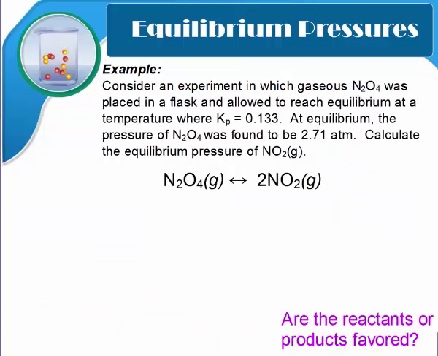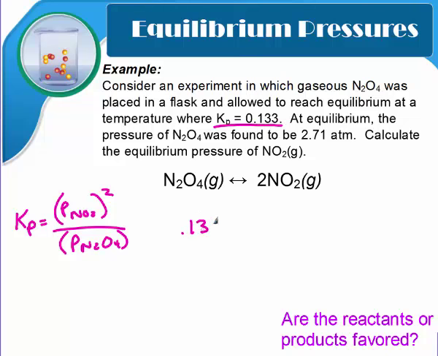Go ahead and pause the video and try this one on your own. Restart when you have an answer. First, we write our equilibrium expression. Then they gave us Kp. And they gave us the pressure of N2O4, which goes on the bottom. We don't know the top, but we do know it's squared.